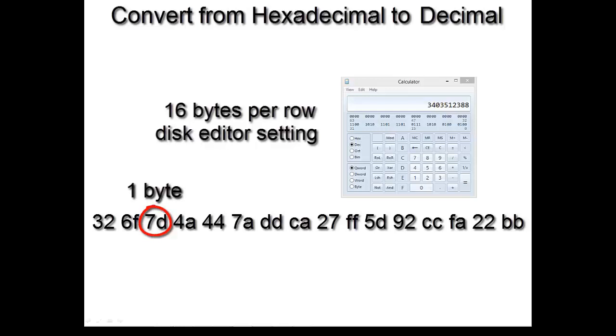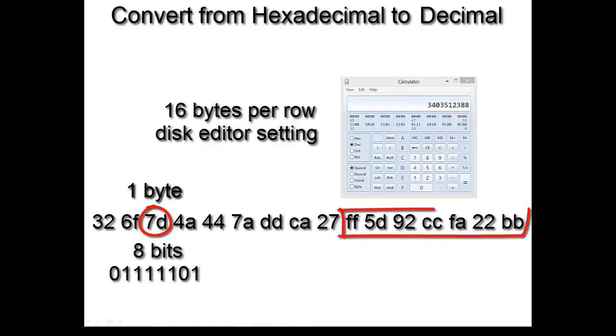Each of these two-character representations is composed of 8 zeros and ones. When extracting from a row of hex values such as this for the purpose of converting to decimal, you must enter the values from right to left. This concludes the lesson.